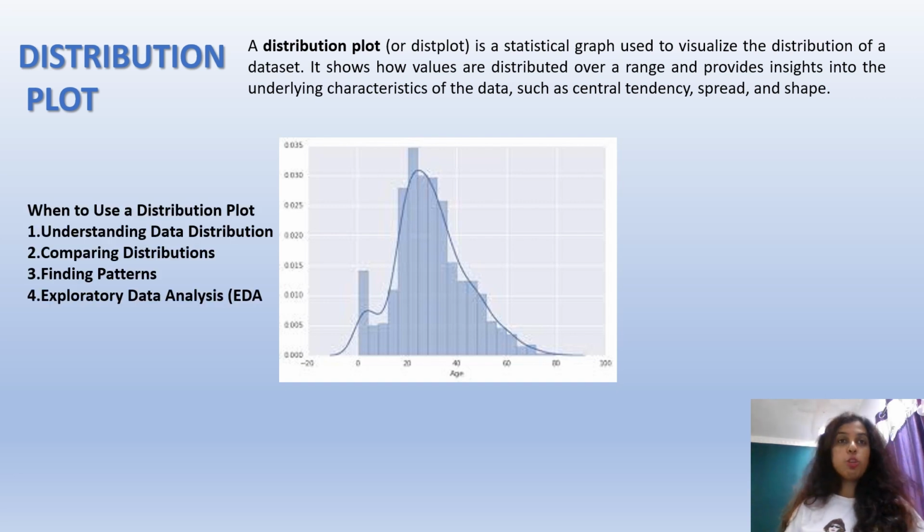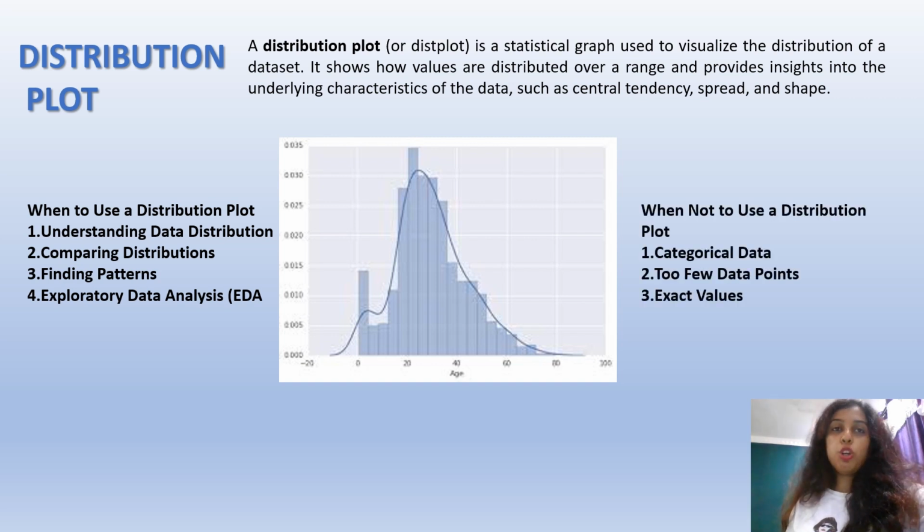Let's see when to use a distribution plot. Distribution plots are useful for visualizing the shape of the data distribution, identifying whether it is normal, skewed, or any other shape. In comparing distributions of multiple datasets, distribution plots can highlight differences in central tendency, spread, and skewness. These are useful for spotting patterns in data, such as clustering, gaps, outliers, and the presence of multiple modes. Distribution plots are fundamental tools in EDA, providing insights into the statistical characteristics of a dataset, which means mean, median, variance, or skewness.